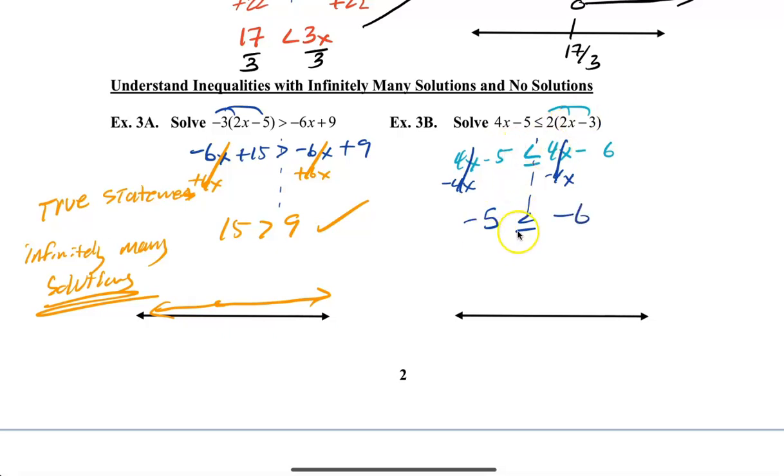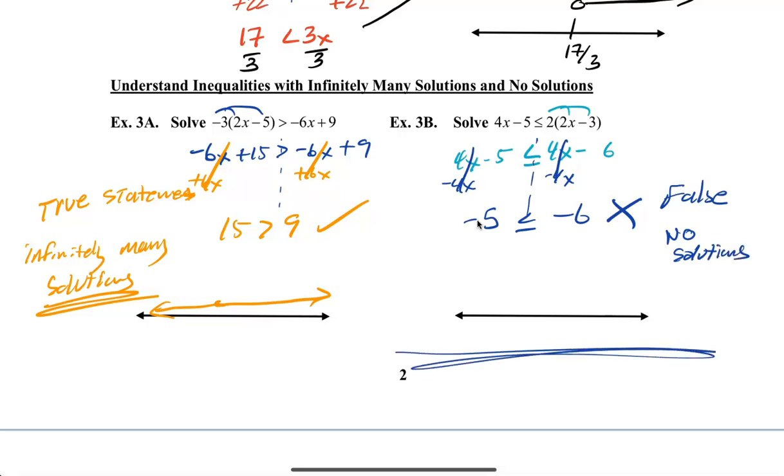Now, negative 5 is actually not less than negative 6, right? When you owe money, you owe less money, so it's actually a bigger number. So this is a false statement. So this is no solution. And then how do you graph no solution? Don't. There's nothing to graph, so that's its answer.